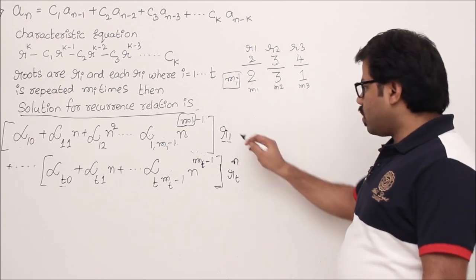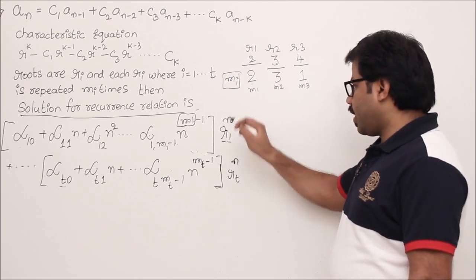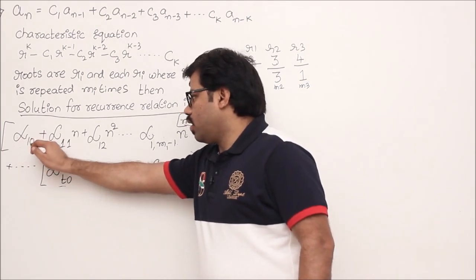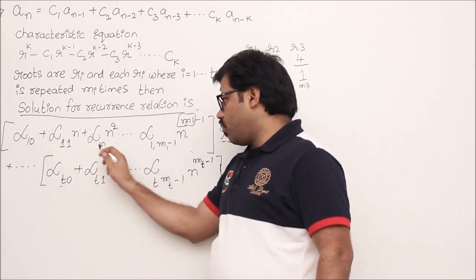Then first focus on root number 1. This is R1 power n actually in the formula. So see the equation. Alpha 1 0 plus alpha 1 1 into something plus alpha 1 2 into something.